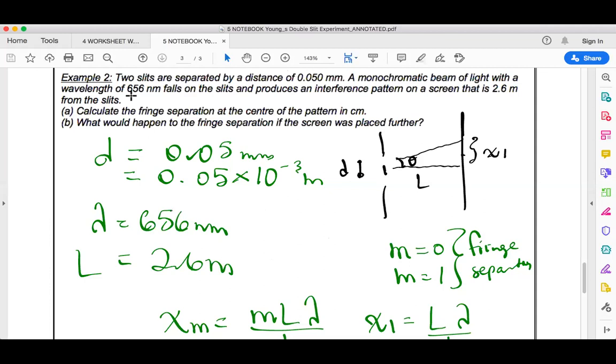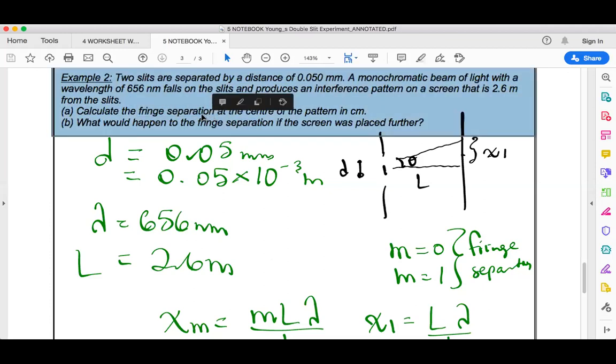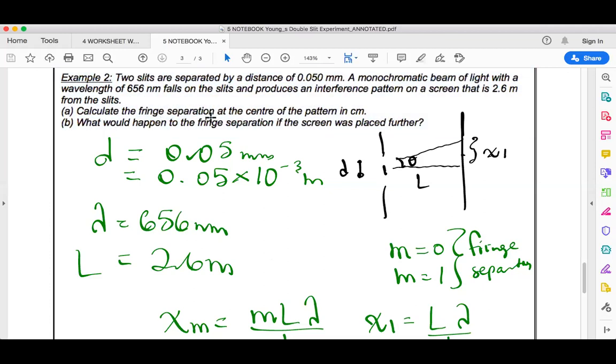Okay. So we were talking about this example, and you might wonder, what is m? So it says two slits are separated by a distance of 0.05 millimeters. A monochromatic beam of light with a wavelength of 656 nanometers falls on the slits and produces an interference pattern on the screen that is 2.6 meters from the slits. Calculate the fringe separation. So fringe separation is referring to from one bright line to the next. We don't care which one we're talking about.